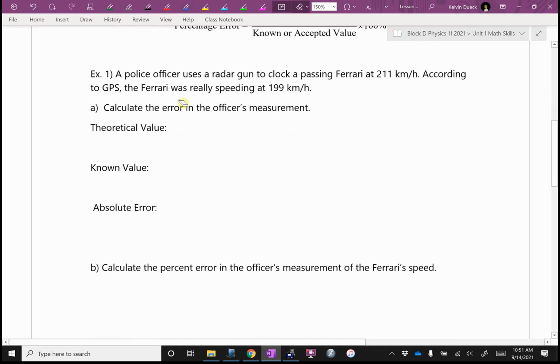Example 1, a police officer uses a radar gun to clock a passing Ferrari at 211 kilometers per hour, pretty fast. According to GPS, the Ferrari was really speeding at 199 kilometers per hour. It says, calculate the error in the officer's measurement. What's the theoretical value? The theoretical value we'll say is the radar gun. We'll call that 211. The correct value according to the GPS is 199.